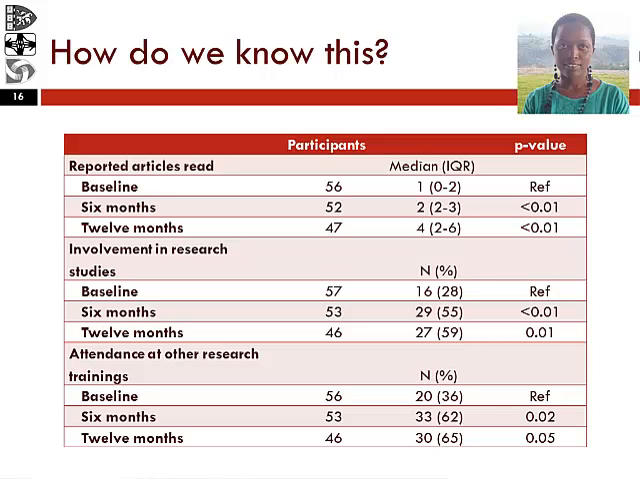And if you look here, the number of articles read at baseline, 1 per month. Most people said, in the last 6 months, I was reading about 1 article per month and consuming that information. After 12 months, they were saying that they were reading 4 research articles per month. So all of a sudden, they're reading a lot more articles. They're probably more interested. They know where to find the articles.